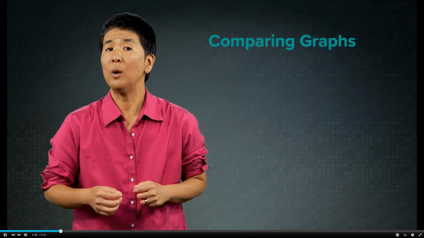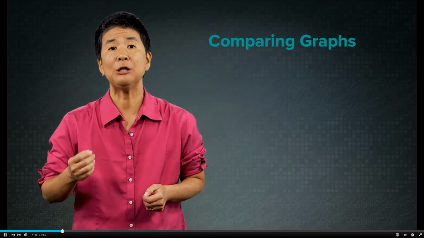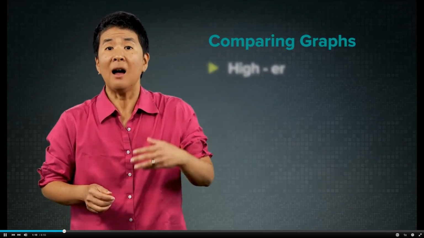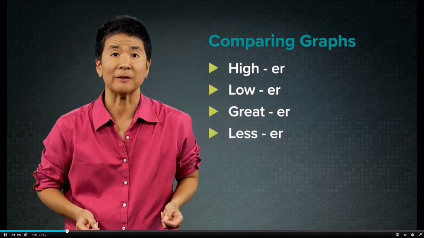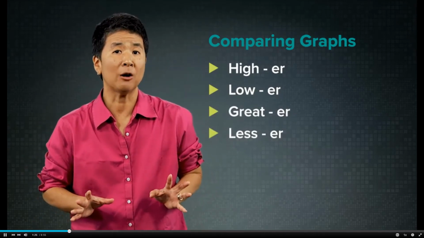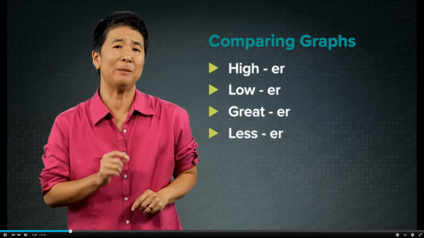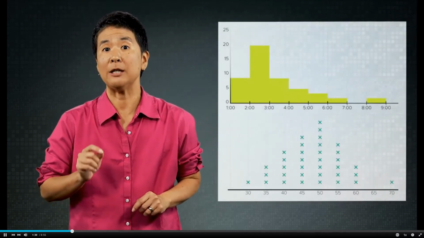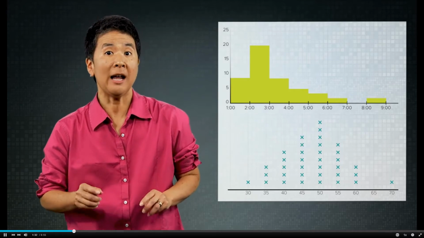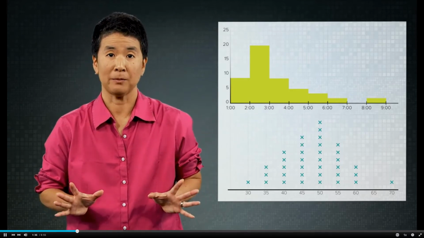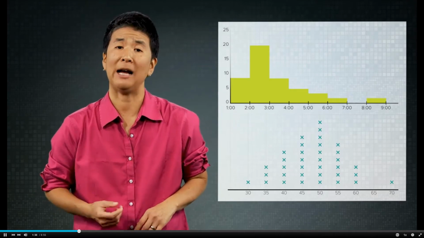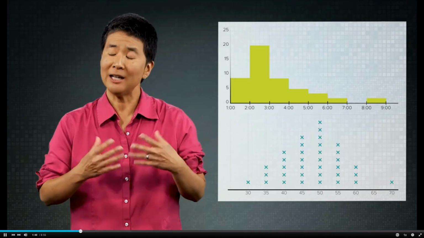But now, when comparing graphs, you need to use your ER words: higher, lower, greater, lesser. If you don't use your ER words, you're really not comparing. You could do a great job describing graph number 1 and describing graph number 2 without ever comparing the graphs. But if you do that, you won't have a complete answer. Let's try an example.